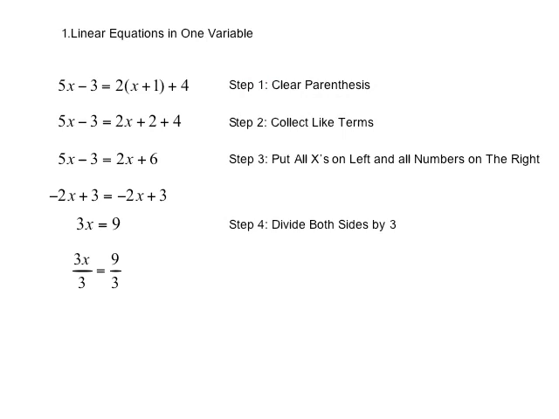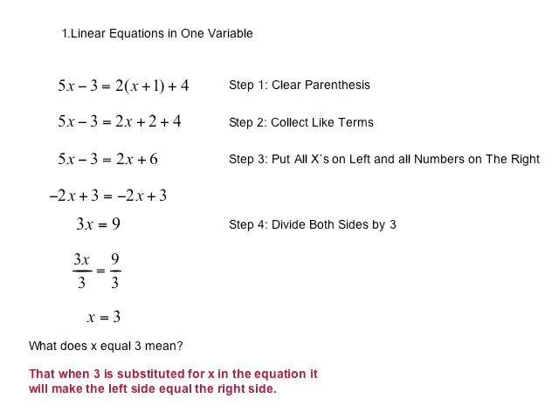So dividing both sides by 3, the 3 goes into 3x, and it gives us an x. 3 goes into 9 and gives us a 3. So we have x equals 3. What does x equals 3 mean? It means that when you put the 3 into the equation, it will make the left side equal the right side.